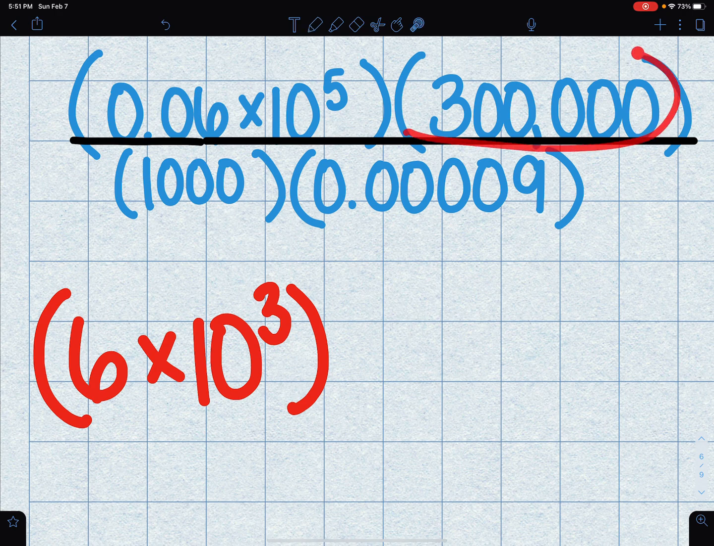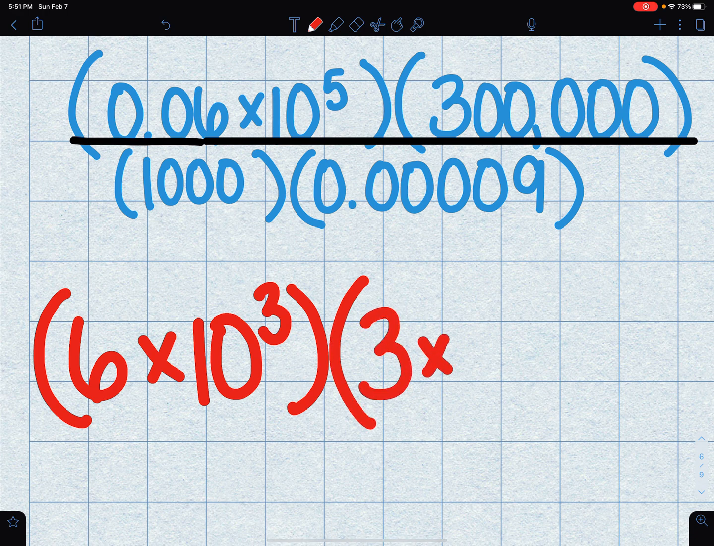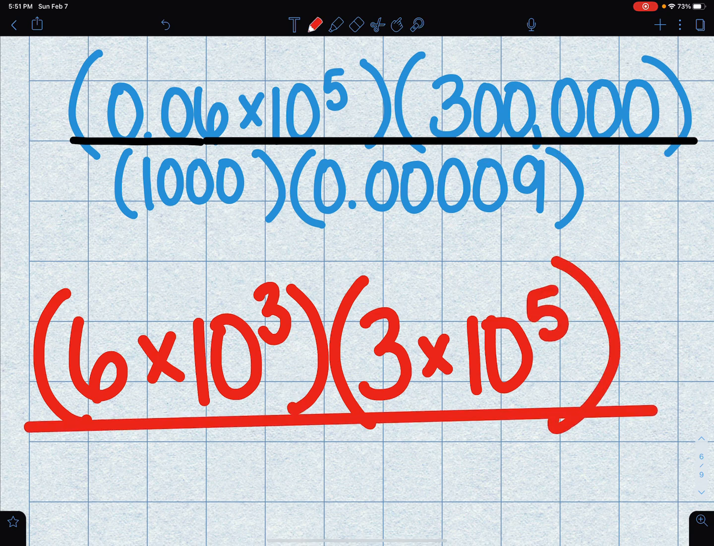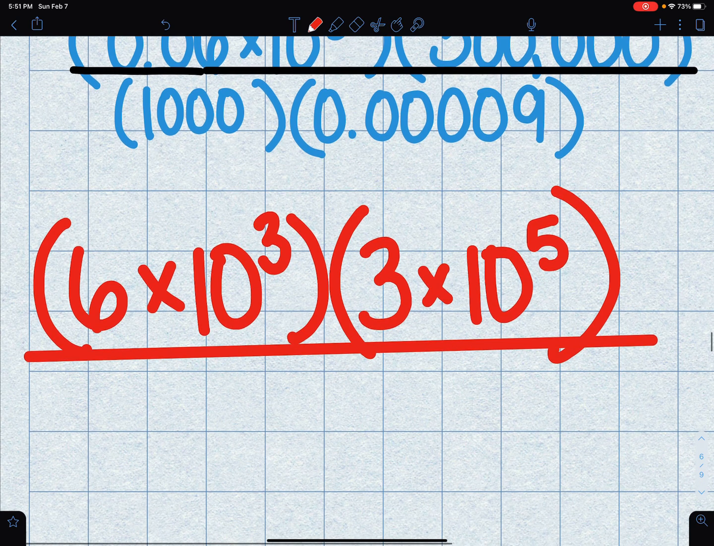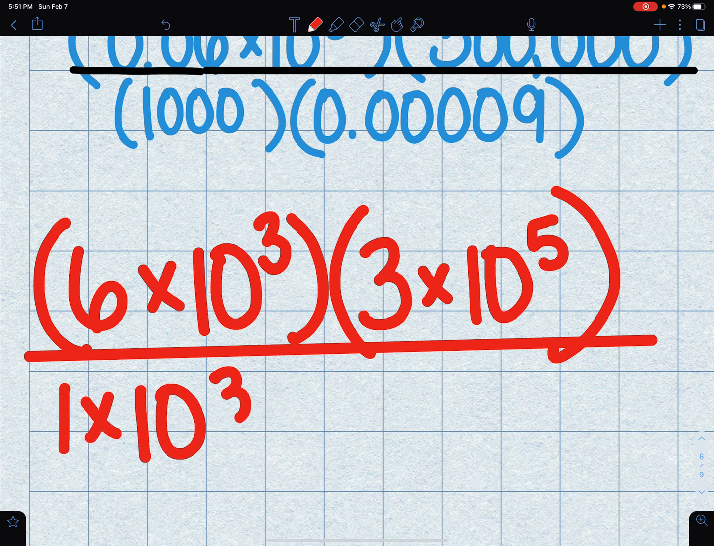Now, the next one is this one. Let's go with 300,000. This is going to be 3 times 10 to the what? Well, the decimal is here. We want it here, so we're going to go 1, 2, 3, 4, 5 times 10 to the 5th. Okay, now let's go to the bottom. We're going with 1,000 right here. Now, we could just keep it 1,000, but we're learning scientific notation, so we're going to move the decimal from here to 1, 2, 3 here. 3 spaces to the left. So this is 1 times 10 to the 3.